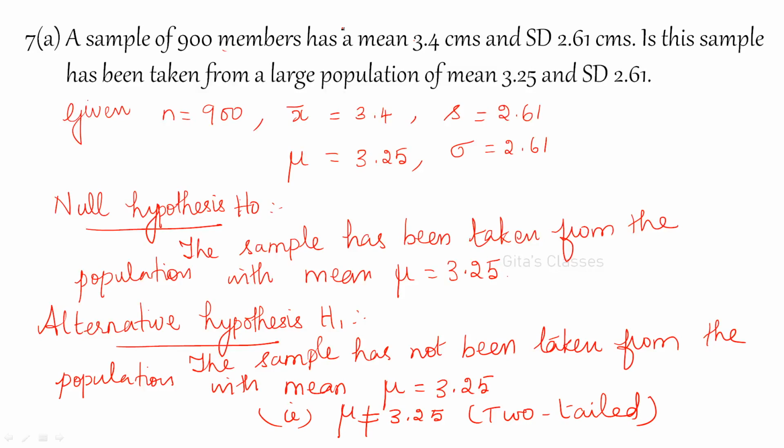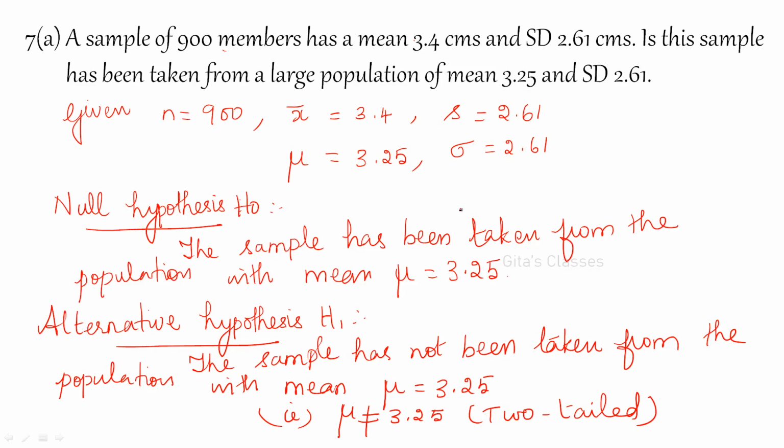7a, it is a large sample and mean. A single mean is given. So x bar, 900 members has a mean of 3.4 centimeter and standard deviation 2.61 centimeter. Is this sample has been taken from a large population of mean 3.25 and standard deviation 2.61? So this is mu, this is our sigma, and 3.4 is our x bar because it is for the sample, and again 2.61 is for the sample. Okay, so these are the values.